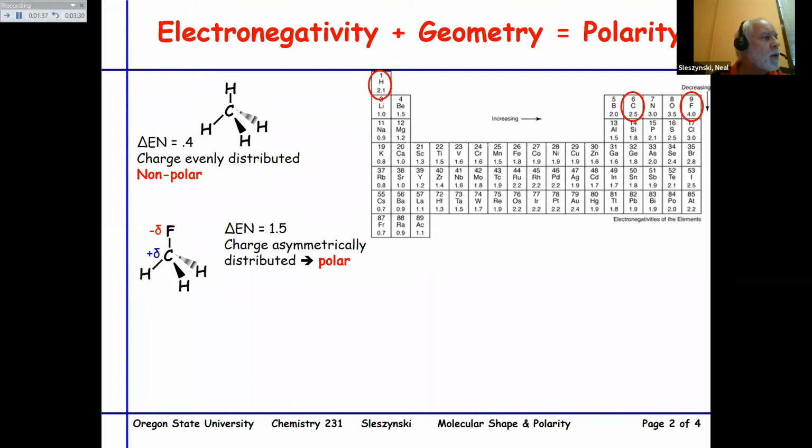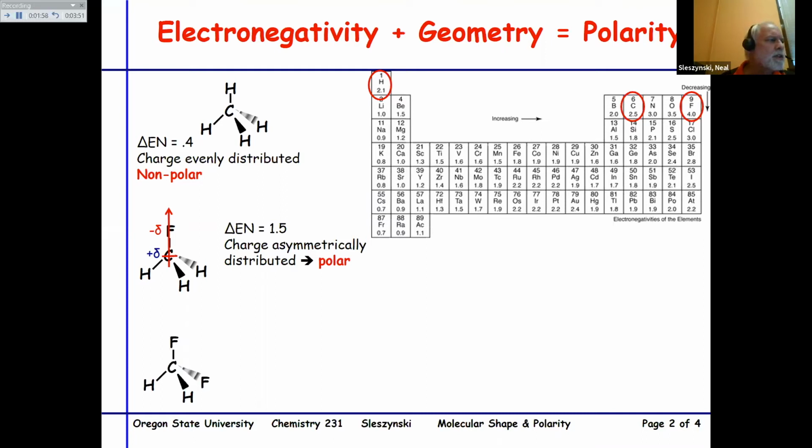We can see we've got now a small Greek delta indicating not a full charge, but a partial charge. We have a partial positive charge on the carbon, a partial negative charge on the fluorine. We have a physical separation of positive and negative centers, and this molecule then has a net dipole.